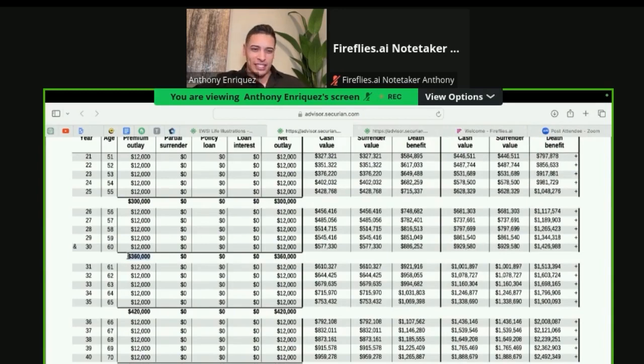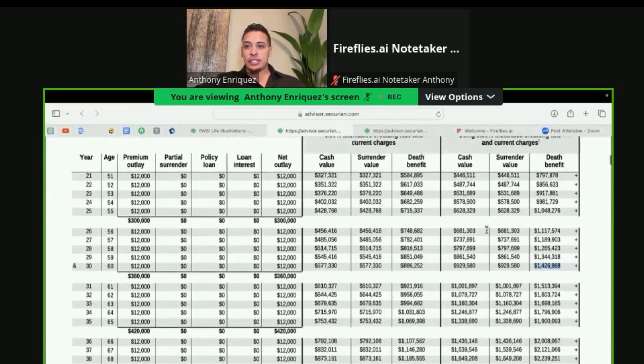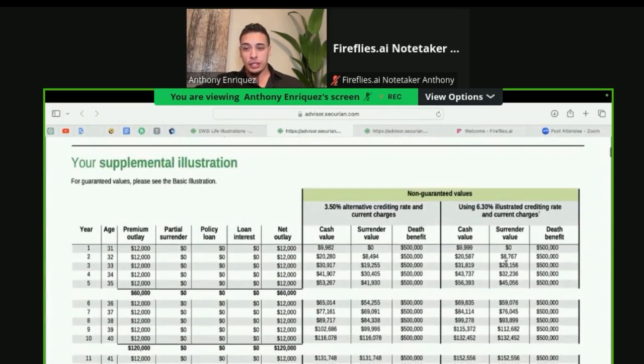But in this case, I would have put in $360,000, and the account would have grown to just under $930,000. You can see the death benefit has risen to just over $1.4 million there. This is funds that I have access to from year 2. In this case, you can see the surrender value.